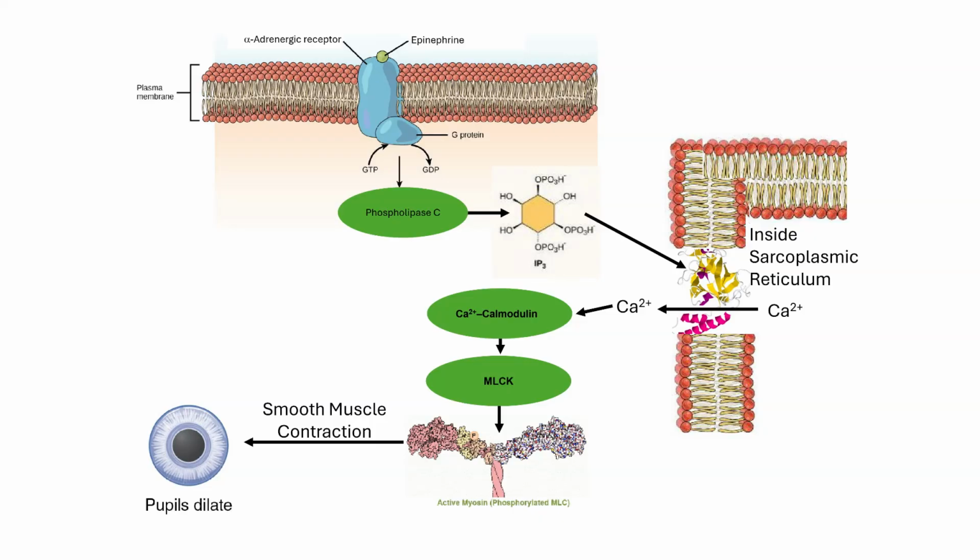IP3 binds to receptors in the membrane of the sarcoplasmic reticulum to release calcium, activating calmodulin and myosin light chain kinase, leading to smooth muscle contraction. This occurs when epinephrine binds to alpha-adrenergic receptors on the pupillary dilator muscles of the iris, and similar mechanisms regulate smooth muscle in other organs.